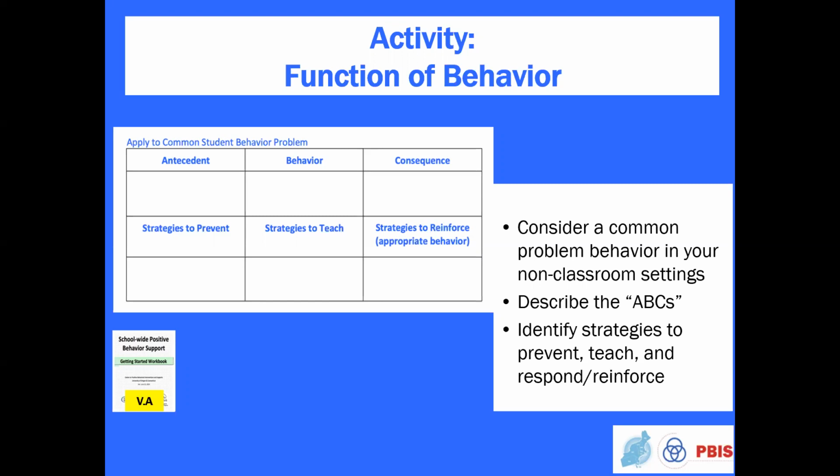Then consider ways that you can apply that prevent, teach, respond model. How can the environment be rearranged to prevent problems? And what social skills or coping skills will students need to meet that function? What are meaningful consequences that reinforce more appropriate behavior and decrease or reduce the reinforcement for inappropriate behavior?